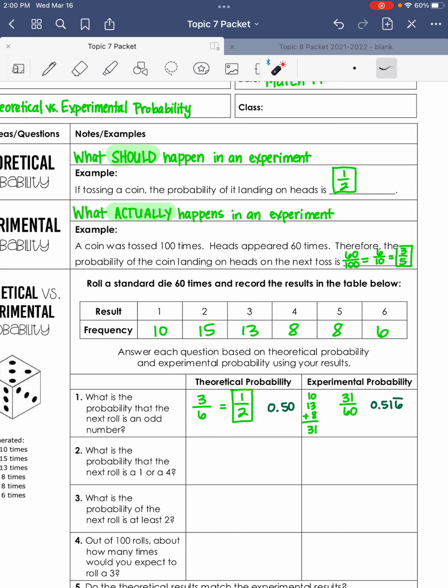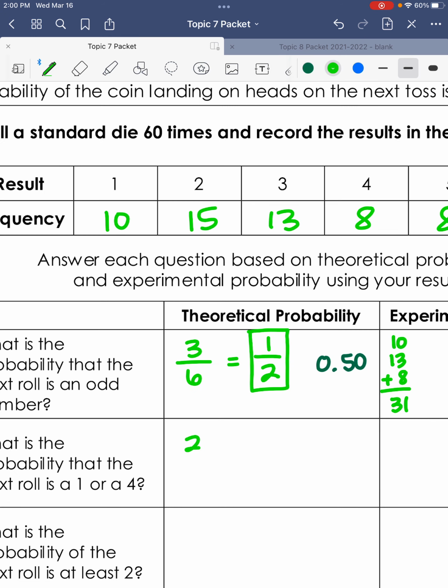Okay, let's look next at number 2. So in number 2, what is the probability that the next roll is a 1 or a 4? Well, on a standard 6-sided die, 1 happens one time and 4 happens one time. So that's just 2 out of 6 total outcomes. Well, what does that reduce to? That reduces to 1/3, right? So that is my theoretical probability.